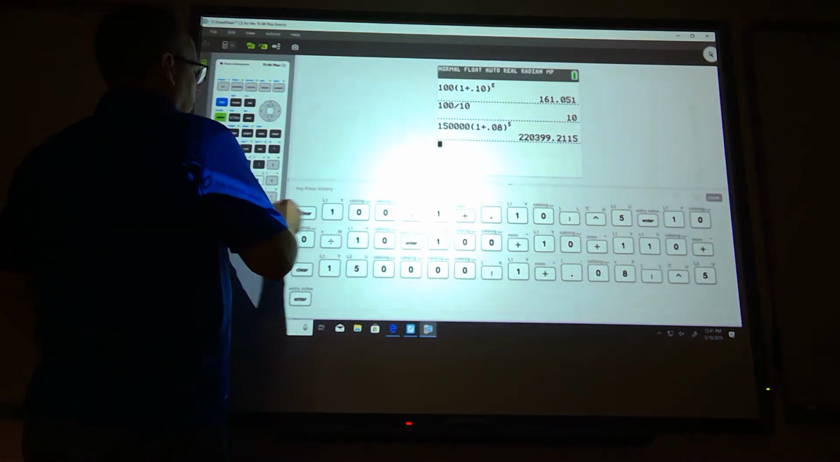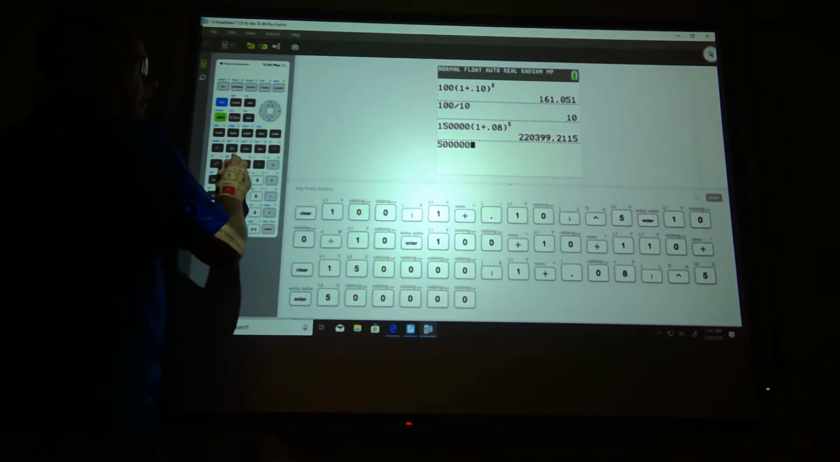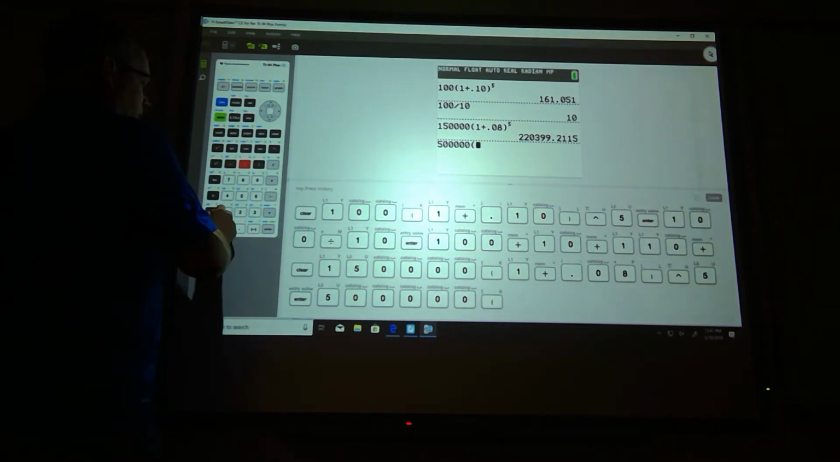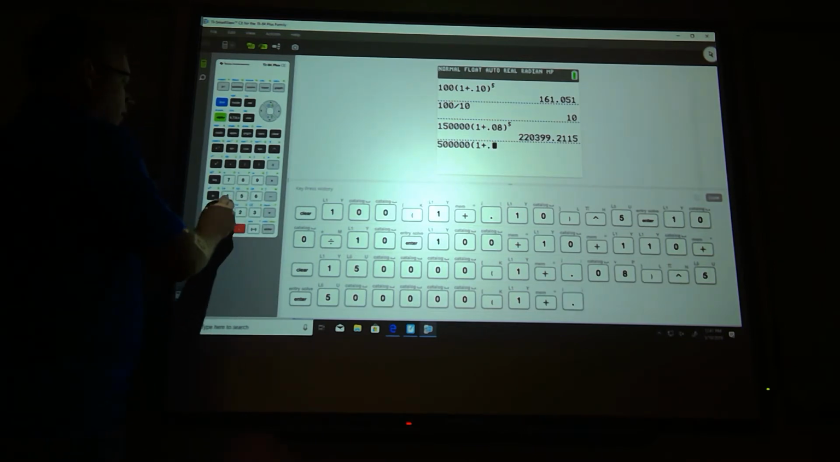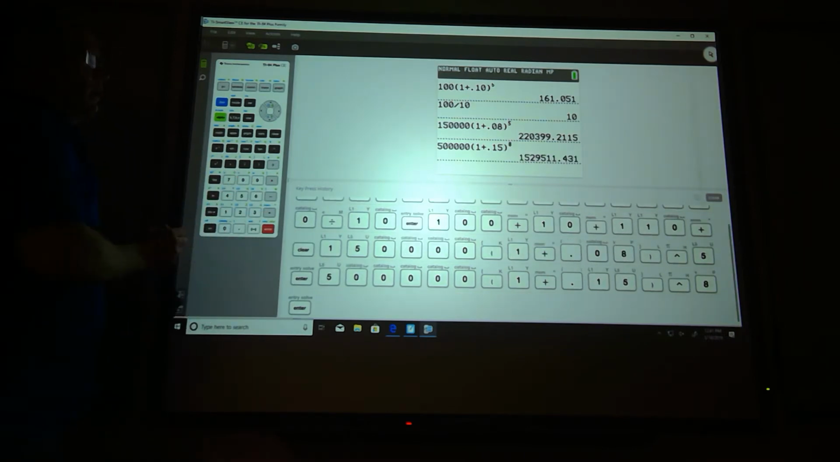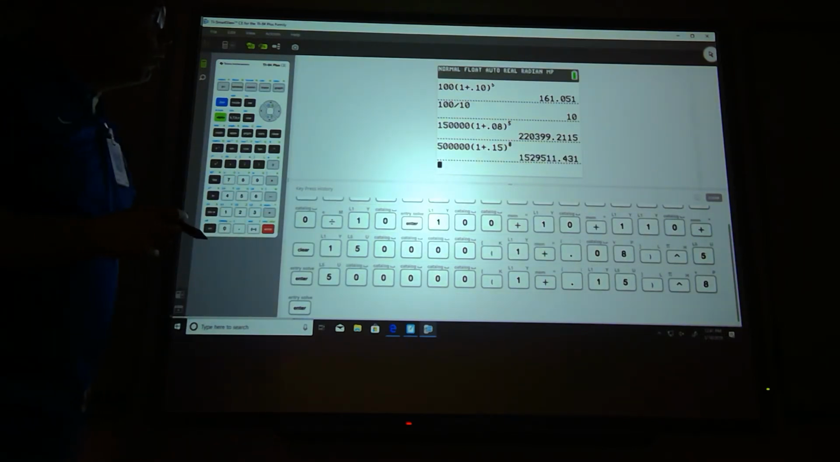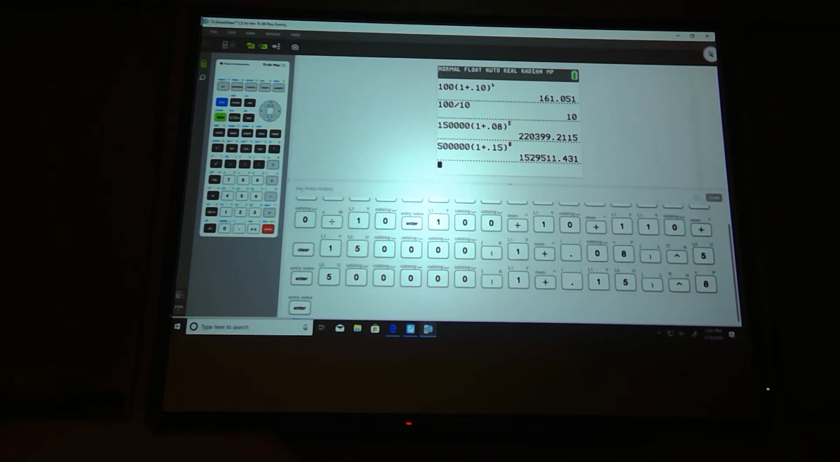All right, let's see if we can do this. 500,000, 1 plus what? 0.15. Okay. Raised to the 8th. 1,529,511. And that poor person, that's 0.431 of a person.